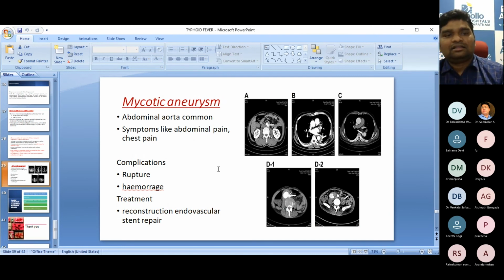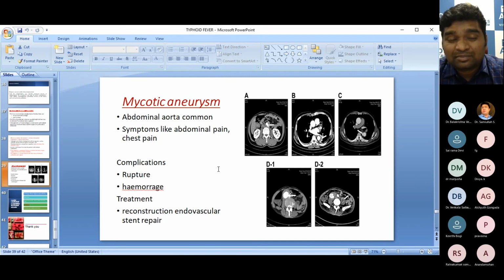And here, other things are mycotic aneurysms. This is the somewhat rarest complication. Mycotic aneurysms are more common in the abdominal aorta. These Salmonella typhi organisms have more affinity for the aortic wall, so they will produce a thrombus, and there is an abnormal dilation of the aorta. Sometimes there are symptoms like abdominal pain and chest pain.